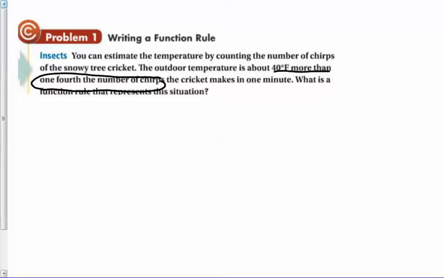So temperature is a function of the number of chirps. I'm going to say T is equal to 40 degrees more than one fourth the number of chirps. I'll write one fourth and then the number of chirps. Boom, done. It's literally that simple. This is actually a linear function, so you can easily make a graph of that.